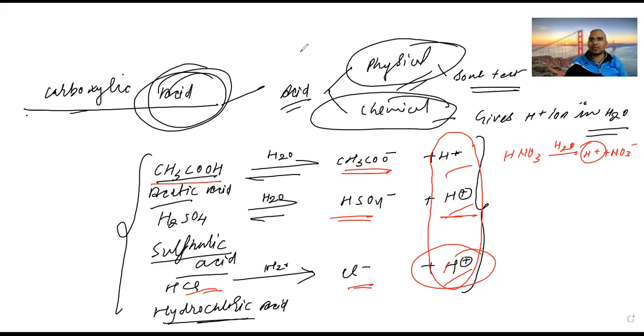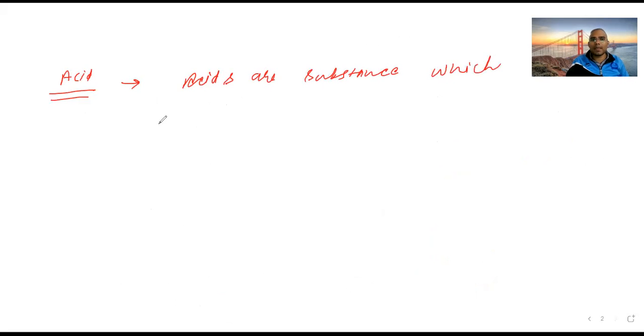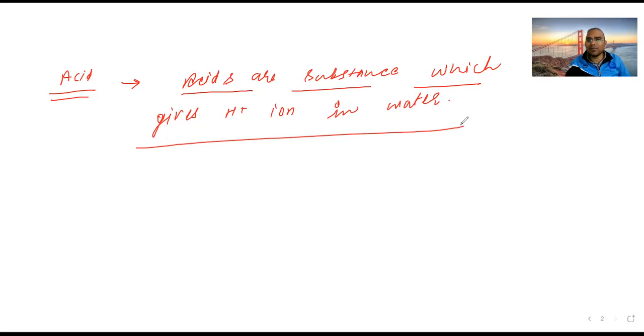So what do we mean by acid? Out of all these examples, you understood that acids are substances which give H plus ion in water. Either you can say H plus ion or you can say proton. If you want to write, it will be better for you: acids are substances which give H plus ion in water.